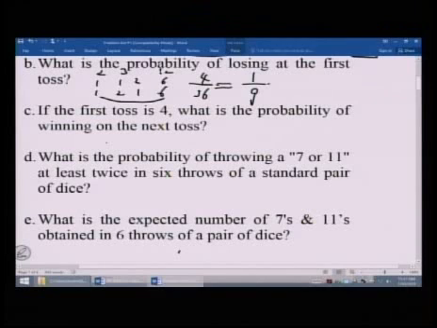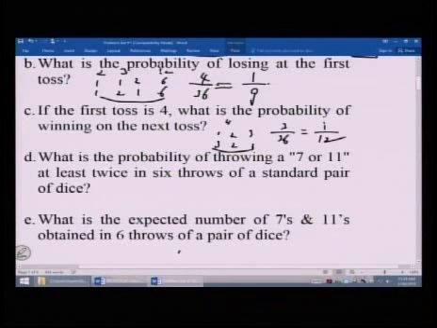So in that case, how would you get 4? 1 and 3, 2 and 2, 3 and 1. So there are 3 different ways, right? So 3 out of 36, which is 1/12. That's the probability of winning on the next toss. Is that right? Those are simple probability questions.